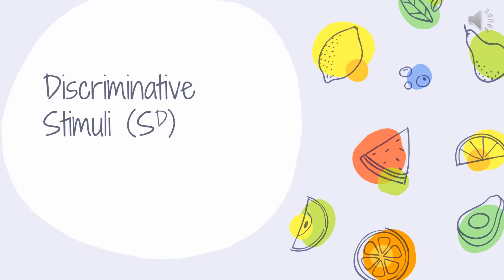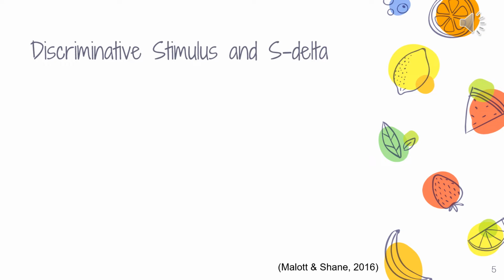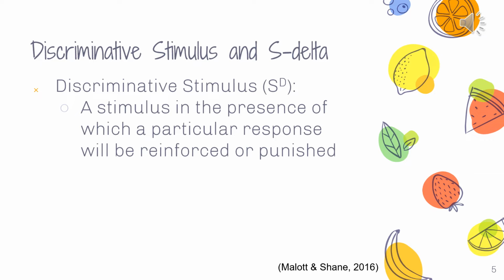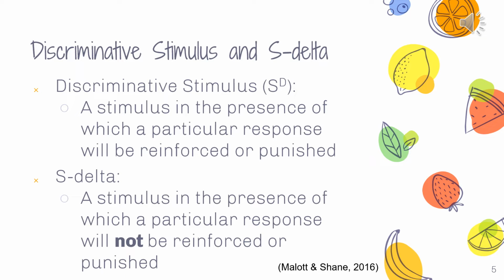The first antecedent we will be covering is discriminative stimuli. A discriminative stimulus is defined by Malott and Shane as a stimulus in the presence of which a particular response will be reinforced or punished. On the other hand, an S delta is a stimulus in the presence of which a particular response will not be reinforced or punished. Again, these are stimuli that are present before a response.